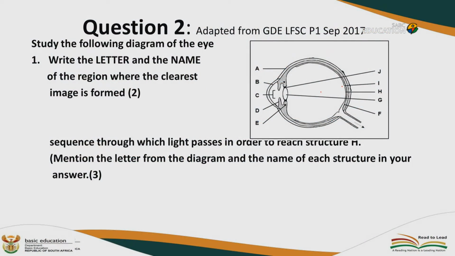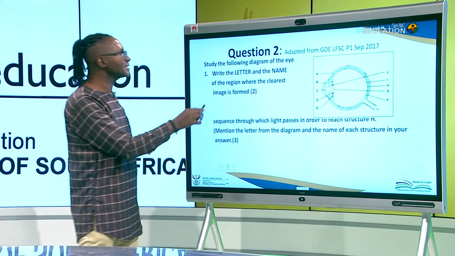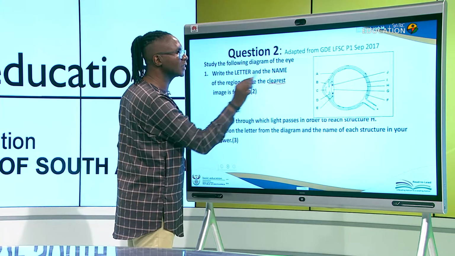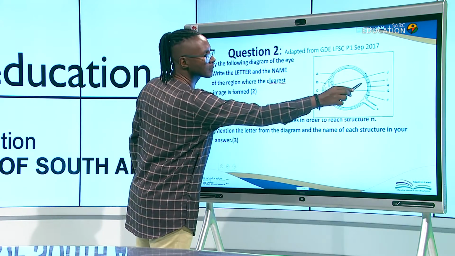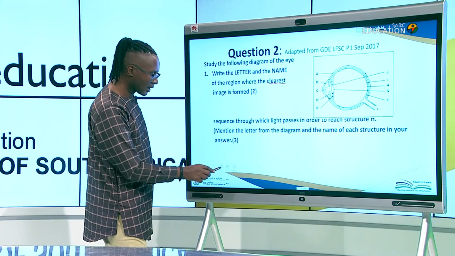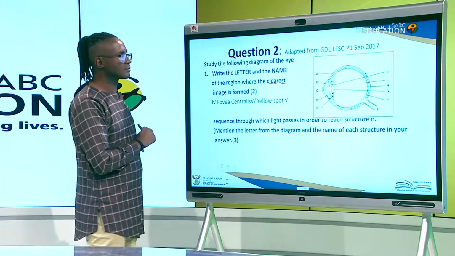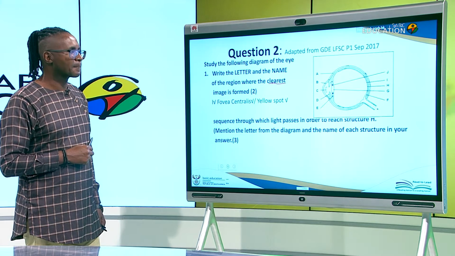Now, let's look at the question. Write the letter and name. That's what the examiner asks of you. You write the letter and the name of the region where the clearest image is formed. The clearest, not refraction, the clearest, that will be our yellow spot. Right?